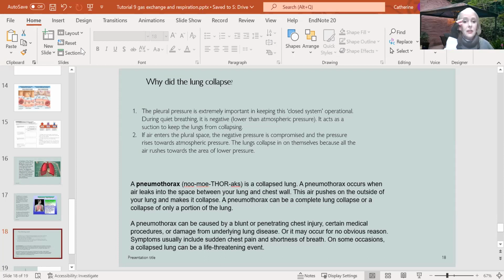Anyway, so it can be any kind of chest injury at all. This can be from football. This can be from underlying disease like COPD or chronic asthma. It can happen all over the place for no apparent reason. So it doesn't require a knife every single time. Any compromised pressure at all. Someone think of another reason that the pleural space might be compromised. Cystic fibrosis. Yep, cystic fibrosis, absolutely.